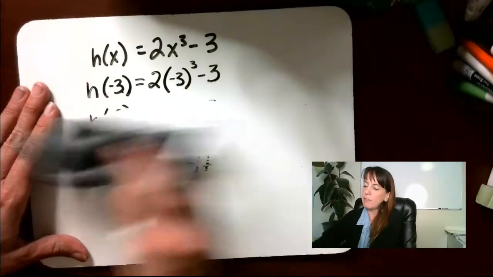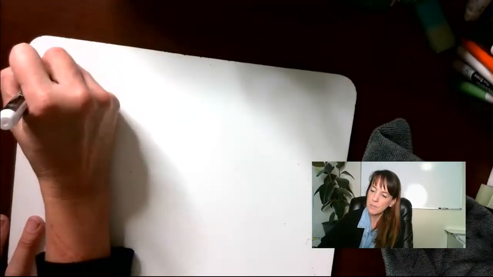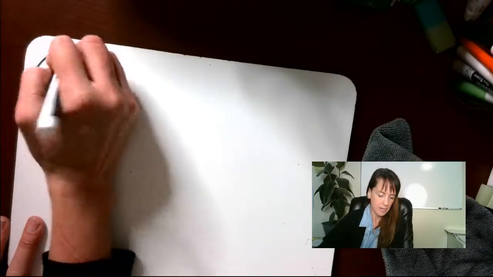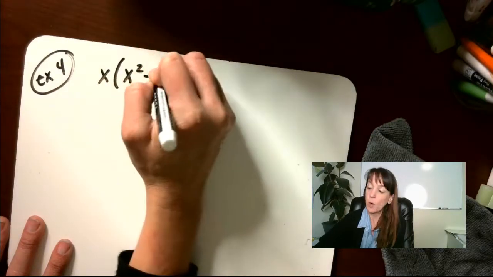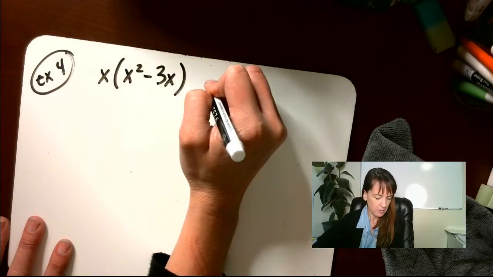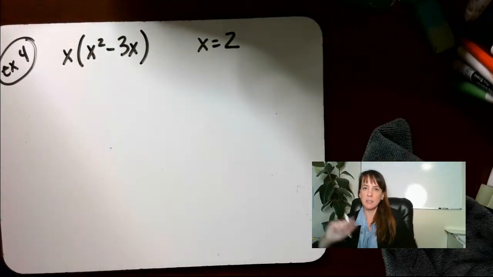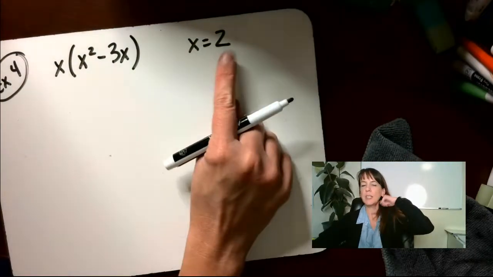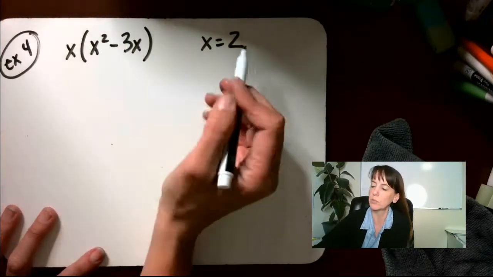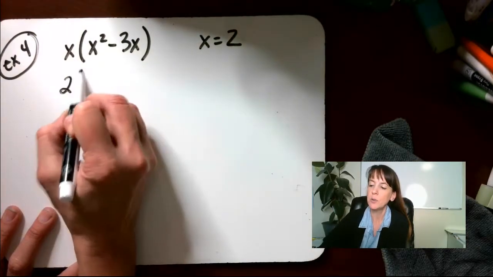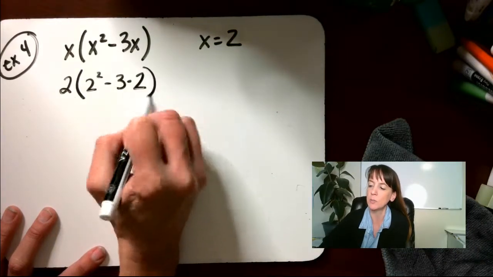So speaking of evaluating, okay, let's look at example number 4. Example 4 says x times the quantity x squared minus 3x, if x equals 2. All right, guys, when it looks like this, I'm going to give you the best advice here, particularly if you have a negative here. This doesn't really apply because this isn't negative. So we'll go ahead and just plug it in, right? 2 parentheses 2 squared minus 3 times 2, okay?